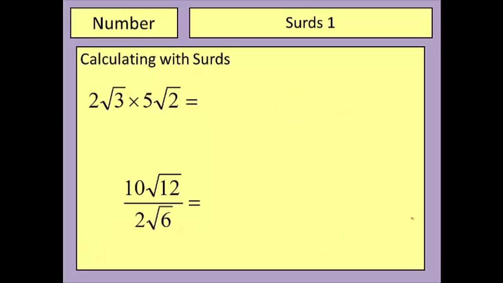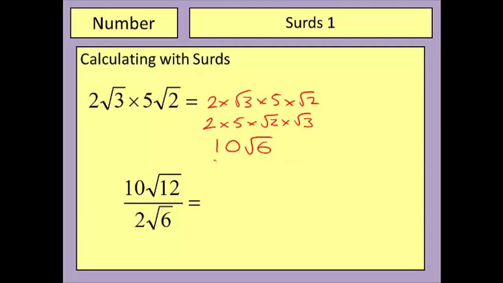Here are 2 more examples to have a look at. Now, these 2 are slightly different to the other ones. What I've actually got in there as well are integers. So this says 2 times root 3, let's just write this out, 2 times root 3 times 5 times root 2. Now, I can rearrange this slightly, so I can have 2 times 5 times root 2 times root 3. Well, 2 times 5 is 10, and root 2 times root 3 is root 6, and there's my answer.